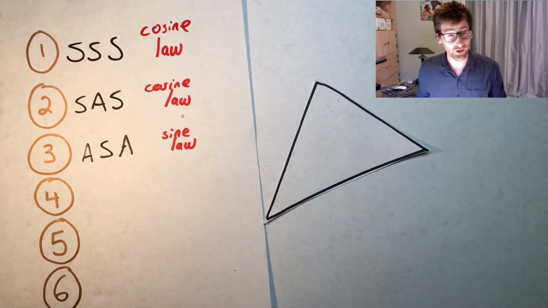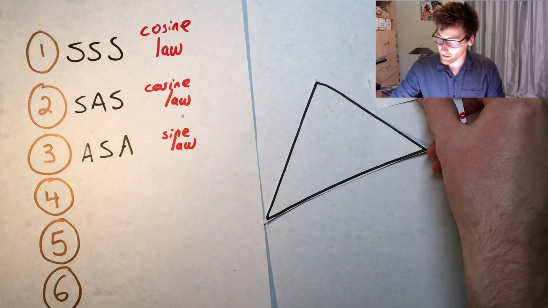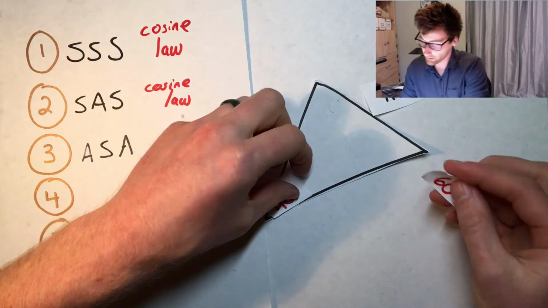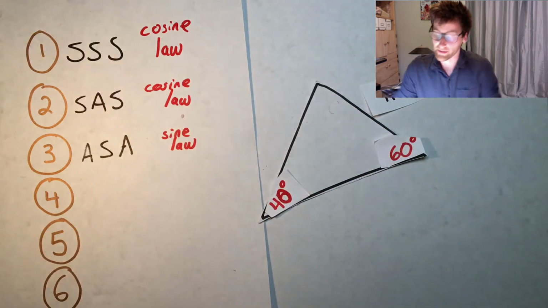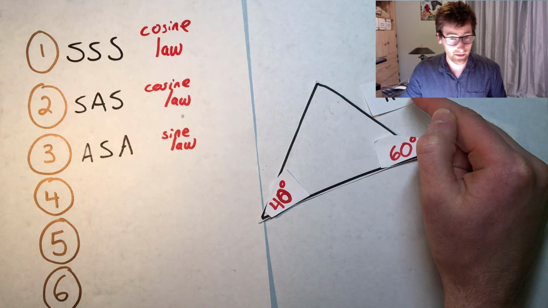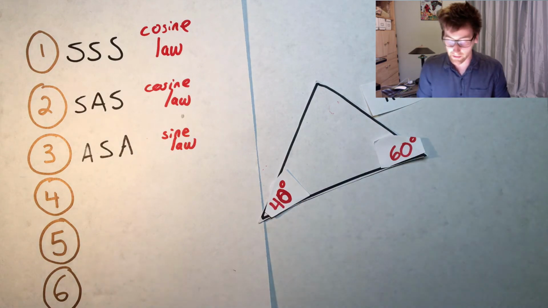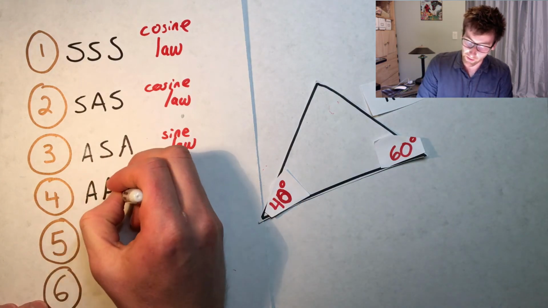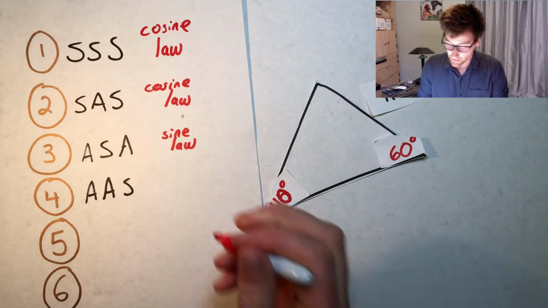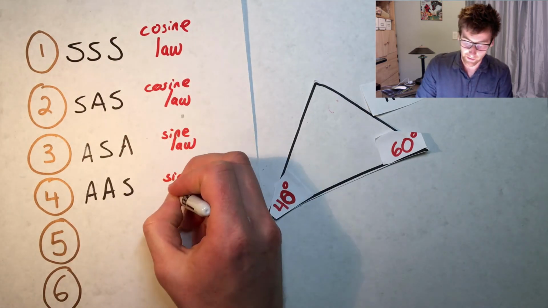All right, so the fourth type of triangle, we're going to have maybe an angle here, an angle there, and a side length there. Okay, so here we have angle, angle, side length. That is a different one. We haven't described an angle, angle, side length, so that's our fourth one. And this one can be solved using sine law.